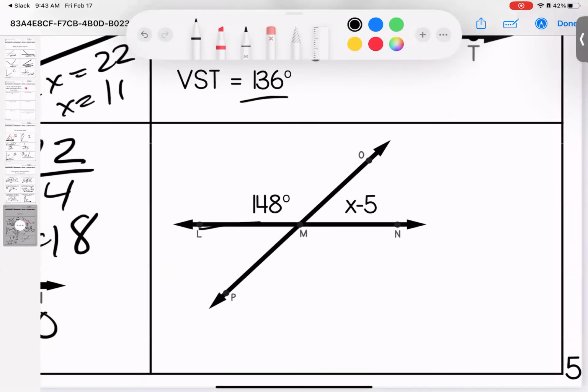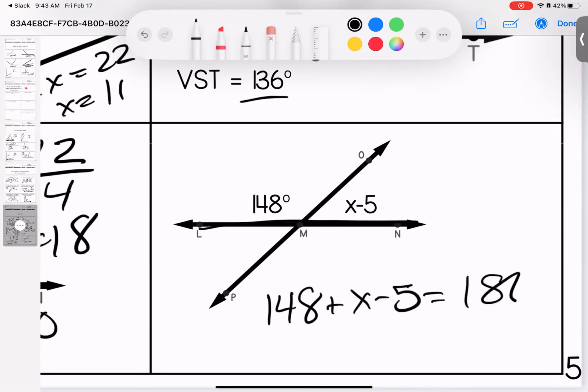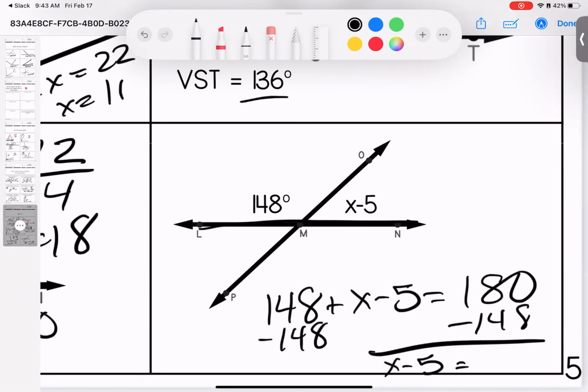Last one. These are a straight line, so it means 148 plus x minus 5 has got to be equal to 180 degrees. Start by subtracting 148 from both sides. X minus 5 equals 180 minus 148, which is 32. 32 minus 5 is 27. X, or I'm sorry, I need to add the 5. Plus 5, plus 5, x is equal to 37.